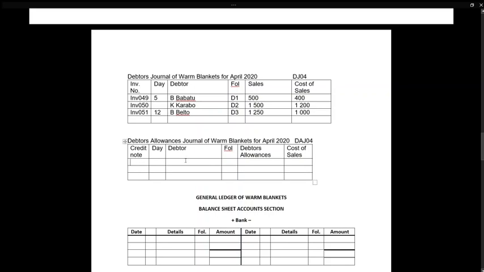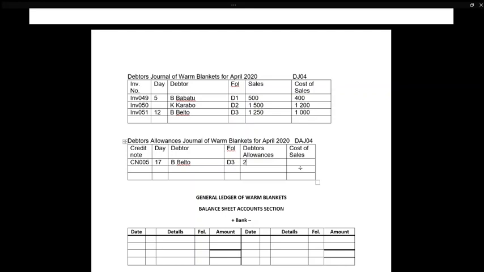So, credit note. We issued credit note, CN for credit note 005. It took place on the 17th, and the debtor was B. Balto. Okay, and B. Balto, we gave him an ID, was D3. Debtors allowance is the amount that we are returning or deducting from his account, 250 Rand, and cost of sales, which is basically just a reverse of what we're doing, remember. And he's returning it now.